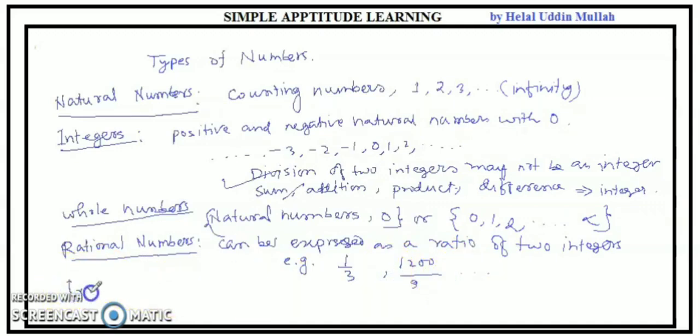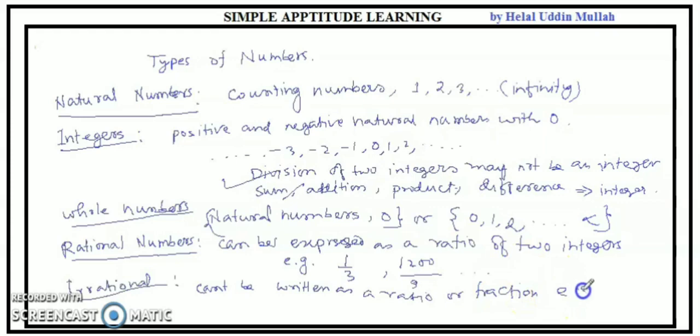An irrational number cannot be expressed as a ratio between two integers, or represented as a fraction. It cannot be written as a ratio or fraction. For example, √2 is an irrational number.